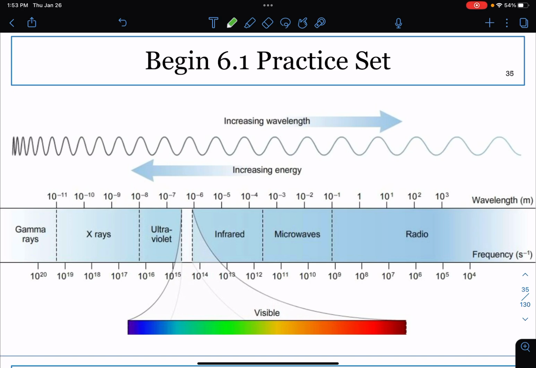You can now complete problem set 6.1. For the first few problems, you'll need to reference this chart here or a similar chart that you can find on Google.